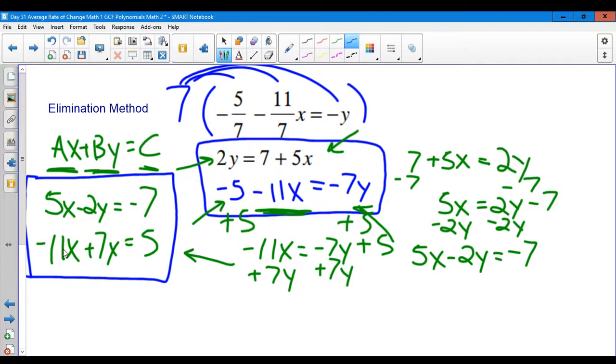If I were getting rid of the x's, I would probably make them 55s and multiply the top by 11 and the bottom by 5. So I'd have 55x and negative 55x. Or I would get rid of the y's using elimination, and I would multiply the top equation by 7, making it negative 14, and multiply the bottom equation by 2, making it positive 14.